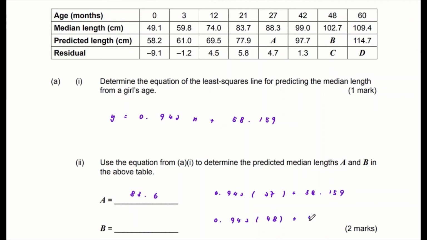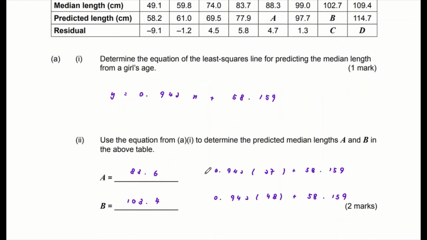Then after that plus 58 plus 159. Okay, so in this case, you'll be able to get your answer correct to one decimal place, which will be 103.4. Alright, so now number three.